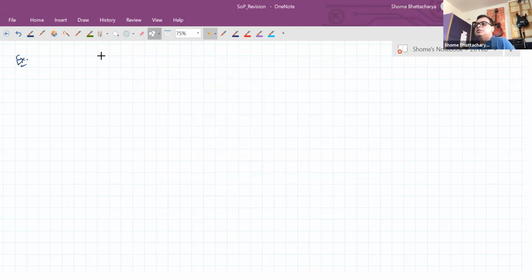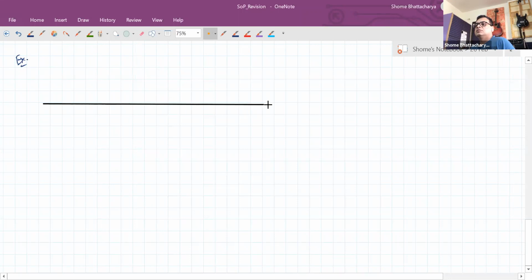So next, let's say we have a system like this: a system of two blocks joined by a spring on a frictionless surface.